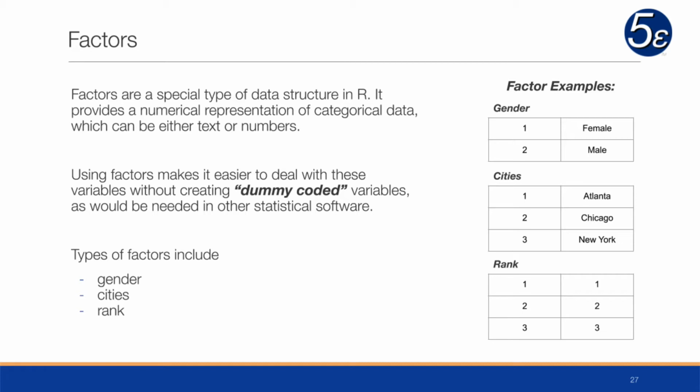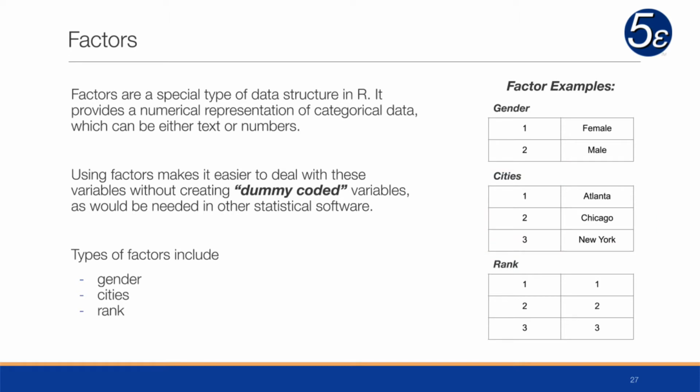So we have a couple of examples on the right here. We have gender, male and female. So let's assume that we have a column of data that has male and female, and we were going to create it as a factor. What it will do is you will still see male and female, but the internal representation will be 1 and 2. It'll be numerical values. The same with cities. We have Atlanta, Chicago, New York. So the cities are 1, 2, and 3 if we created it as a factor.